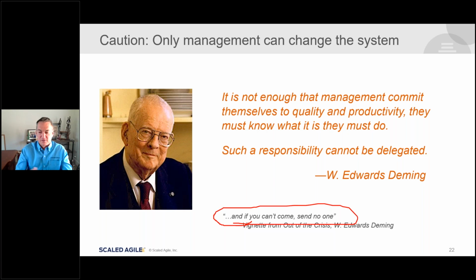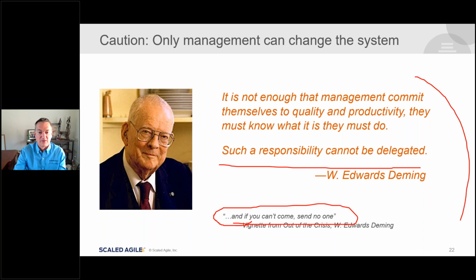So if we have a manager that says, "Oh, you want to improve the process? I'll send you my process people," because that's how we improve processes, by re-educating our process people so they can tell people the new process and the new way of working. No, that's not the adoption, right? If you can't come, send no one. We need managers, we need leaders to know the new way of working, and that responsibility cannot be delegated.